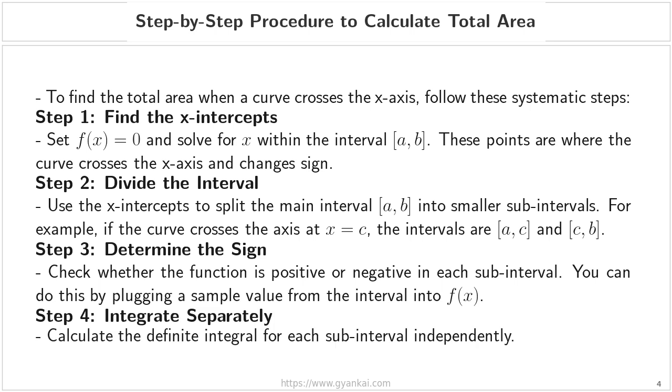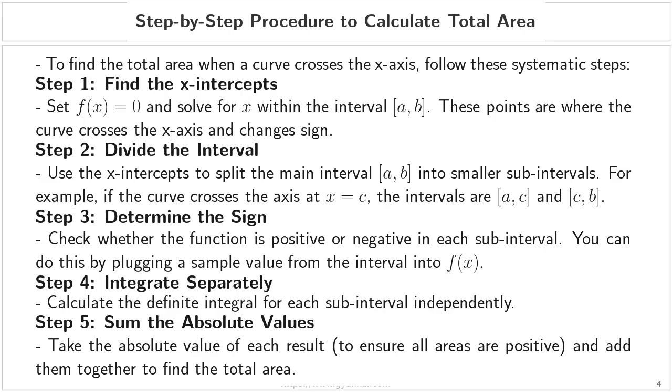Step 4. Now that you know where the regions are, you can integrate separately. You will calculate the definite integral for each subinterval independently. Don't try to do it all in one single calculation, or you'll end up with the net area instead of the total area. Finally, step 5.